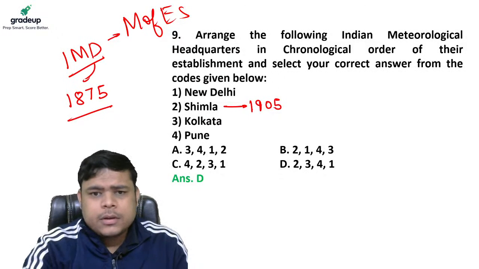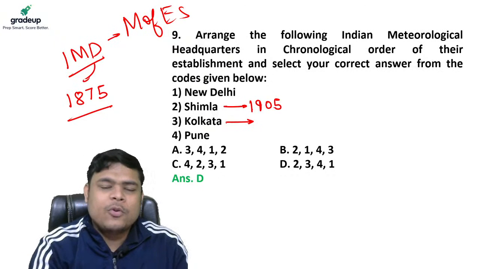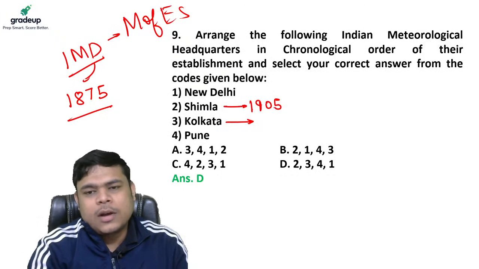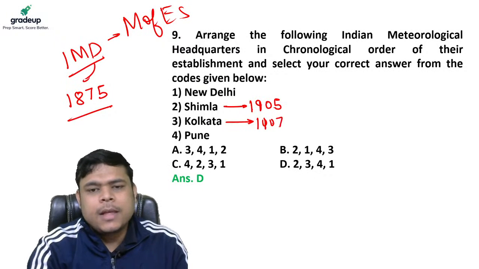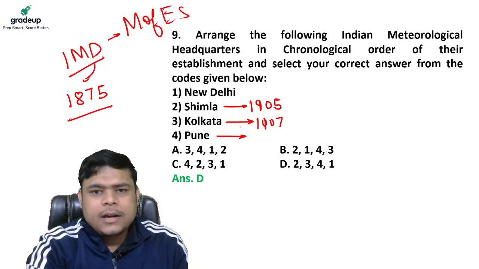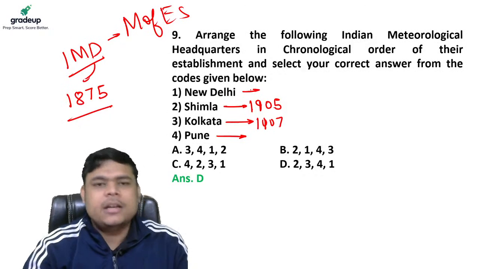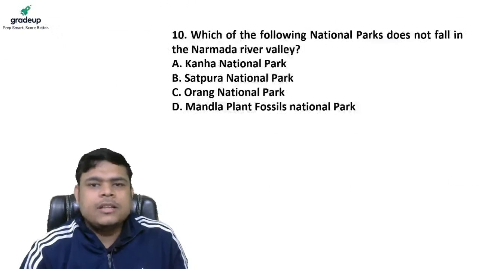Then, my dear friends, number three is your Kolkata. Kolkata was the capital before Delhi. Yes or no? So obviously, Kolkata is very important. In 1907, it was established. Then, my dear friends, it was Pune, and then it was Delhi in the late 1920s. Fine. So this was the chronology. Next question, and the last question for today.